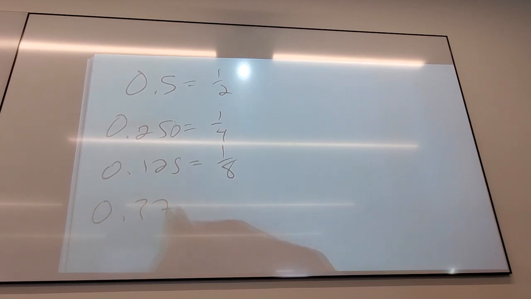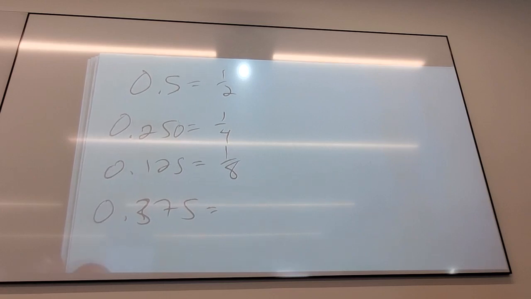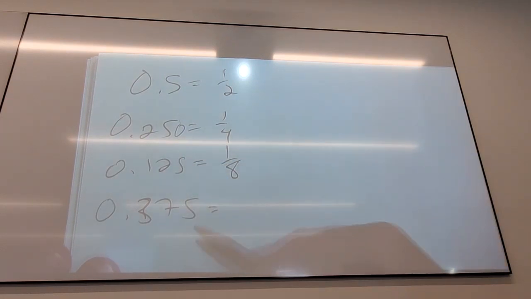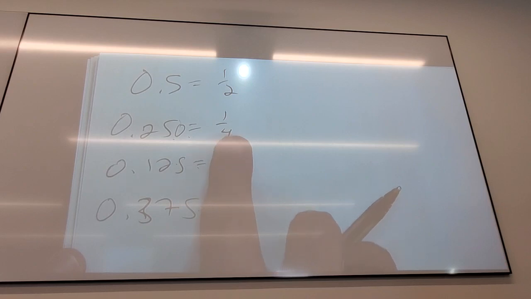So what is 0.375? Here's something kind of cool. You ready? Real quick, do you guys see how this plus this equals that? Can everybody see how this plus this equals this? Okay. Therefore, this plus this must be this. So what's 1/4 plus 1/8? It's 2/8 plus 1/8. 3/8. I love it.